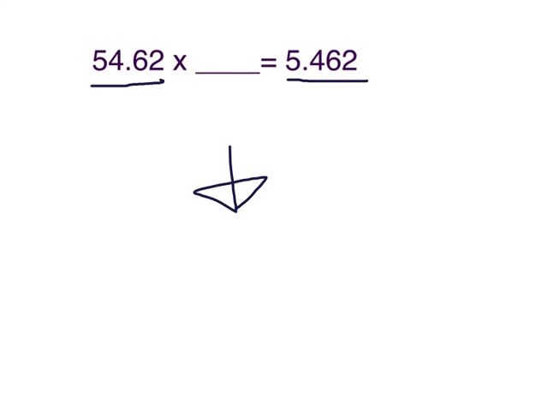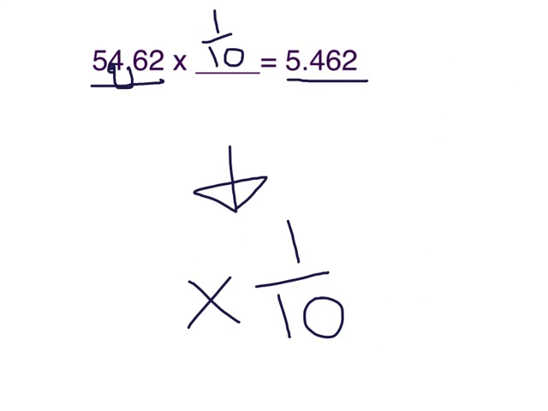I know it's getting smaller by one place value because I moved my decimal point one place to get 5.462. When I multiply and get one place value smaller, I know that I'm multiplying by 1 over 10, or 1/10. So the answer here is that 54.62 times 1/10 equals 5.462.